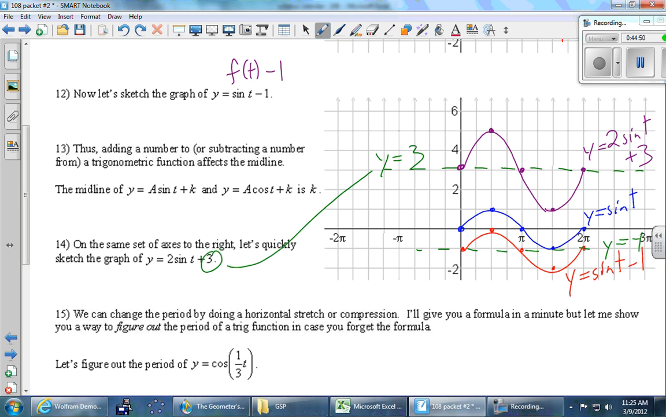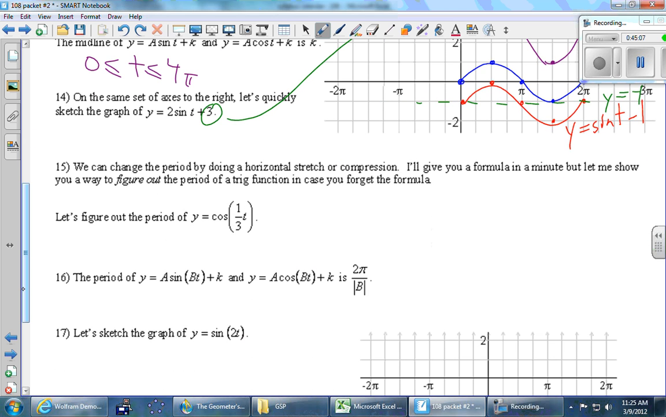I might say, show me 1 period or show me 2 periods, and then you could draw 1 copy on the negative side. Yeah. I might say, graph it between 0 and 4 pi, in which case, yeah. So I'll tell you what I'm looking for. Okay. Let's go to 15. Stephen.